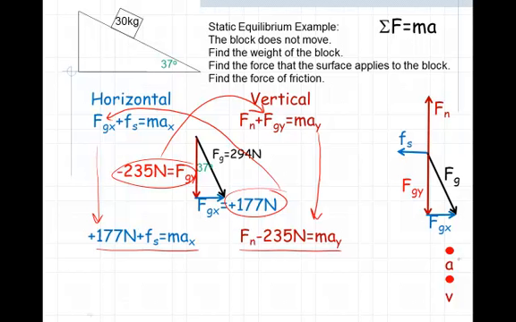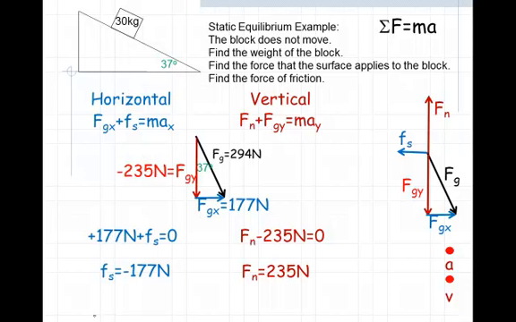Remember that our acceleration is 0 because this object is not moving. Its velocity is 0, therefore it's in static equilibrium. And because it's not moving at all, the acceleration is also going to be 0. So that makes ax and ay, both components of the acceleration, equal to 0. Anything times 0 is going to give us 0.